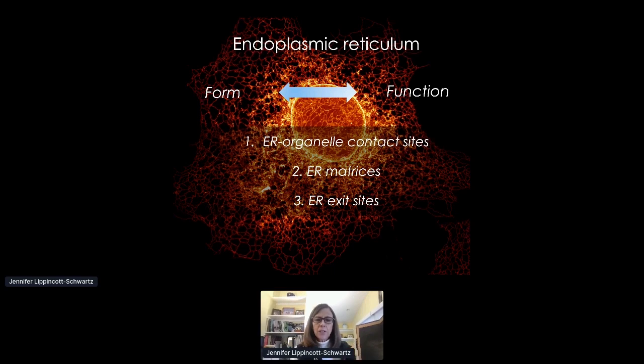But a second area that we don't really understand in terms of what its functions might be are ER matrices, or the 3-way junctions that interconnect all these tubes. Do they have any particular role within cells, within the endoplasmic reticulum, in terms of carrying out all of the different functions of this organelle?